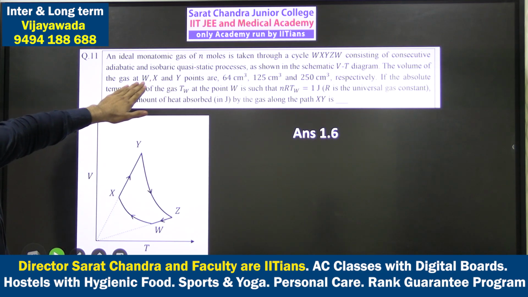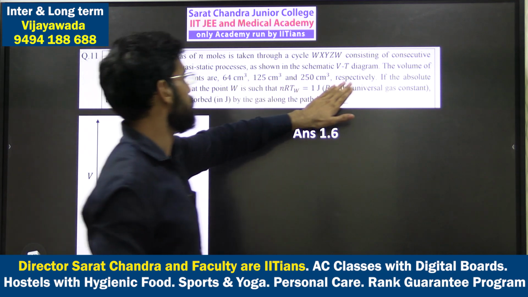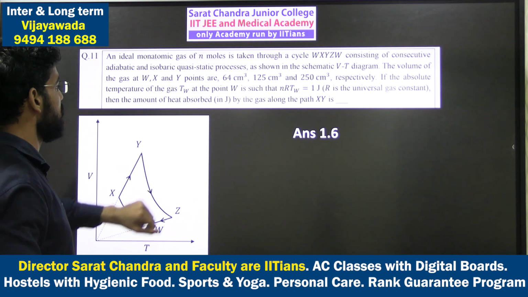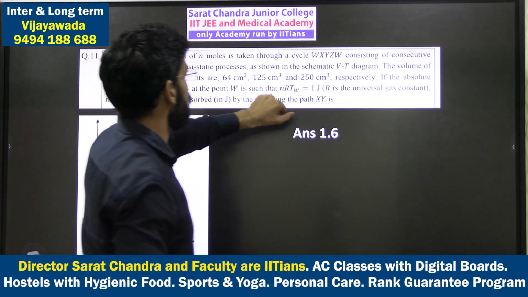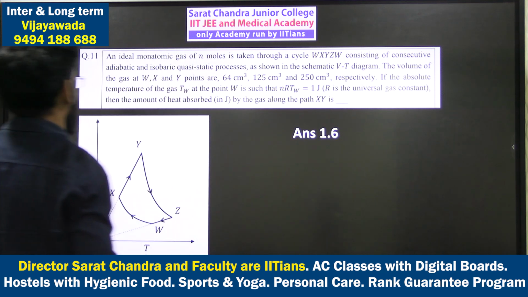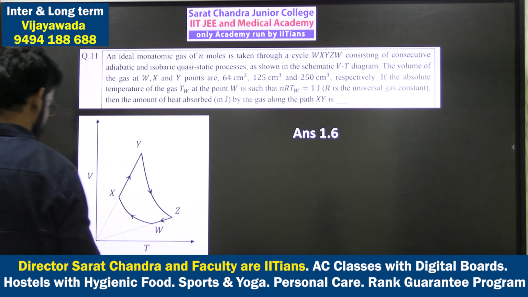Next, he gave the volumes at W, X, Y as 64, 125 and 250 respectively. If the absolute temperature of the gas at the point W is TW, so that nRTW is equal to 1 joule, find the amount of heat absorbed in the XY process.